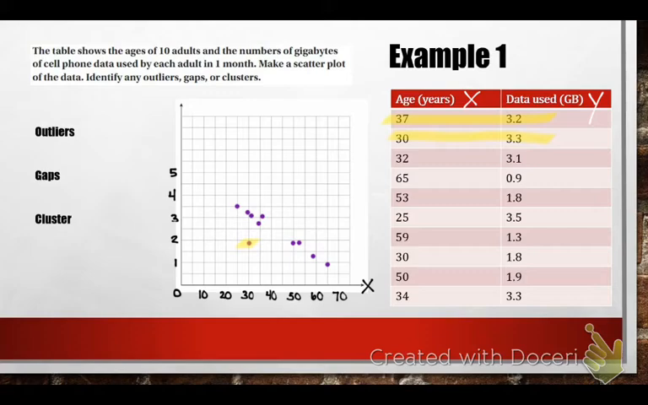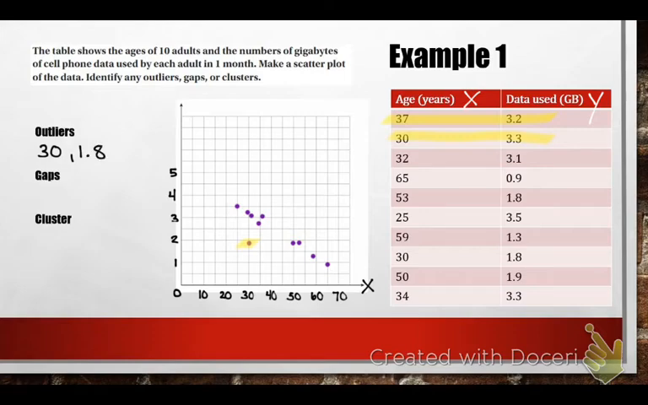He falls out. So I see that my pattern, we're going to talk about that pattern in just a minute, and actually tomorrow in 6.2 we'll talk about it even more. But that guy down here, 30 and 1.8, that's my outlier.